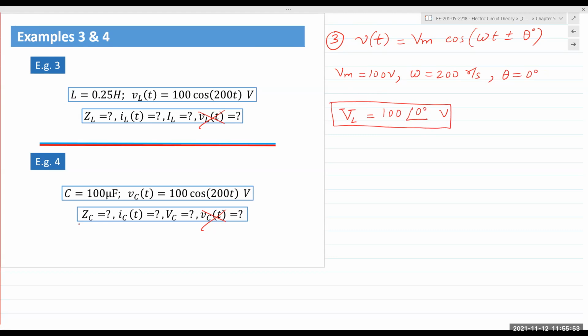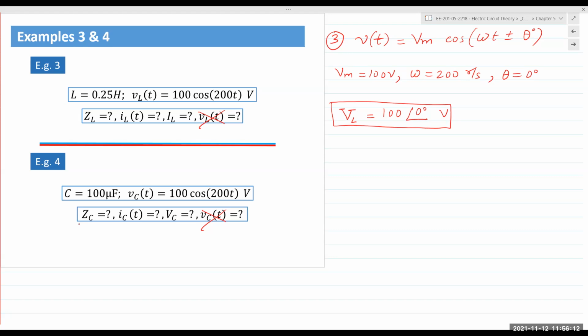VL of t is given. Take the magnitude 100, phase angle 0, write the phasor. Then I need to find I. V is given to me. ZL is something I can find. So I can simply apply Ohm's law.